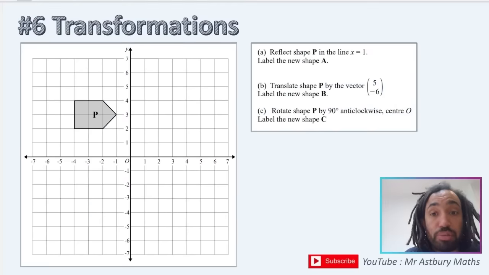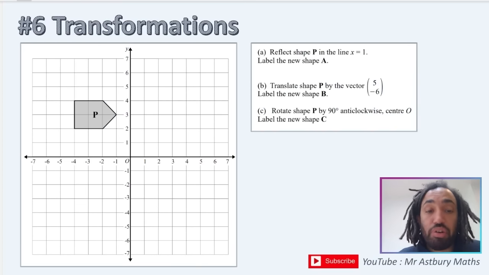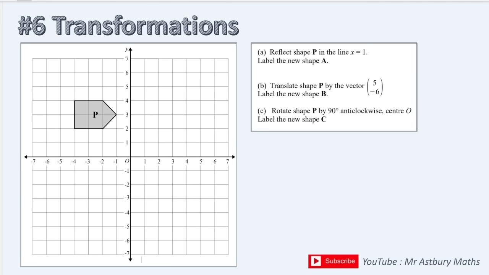Number 6, transformations. There are 4 transformations you need to know: reflection, translation, rotation, and enlargement. Let's go through them now. The reflection, you need a line, and you're given that x equals 1. Now, x equals a, for example, these are always going to be vertical. And if y equals a number, let's say b, these are always going to be horizontal.